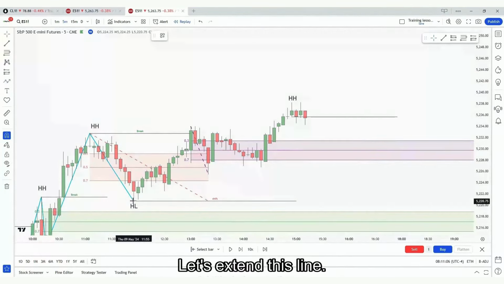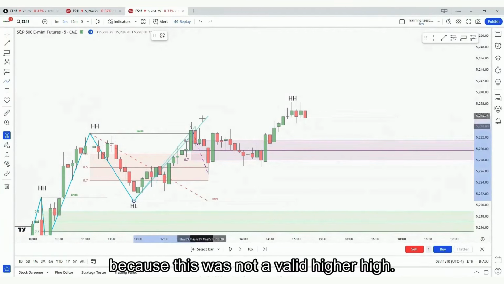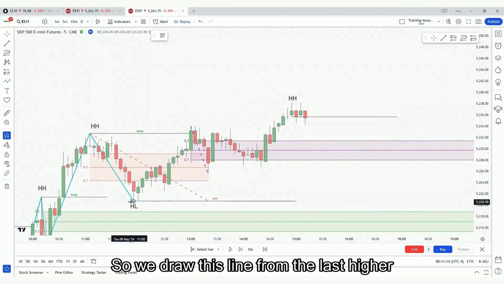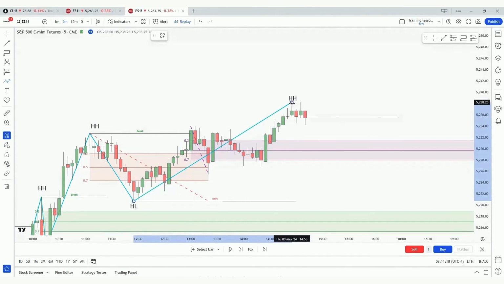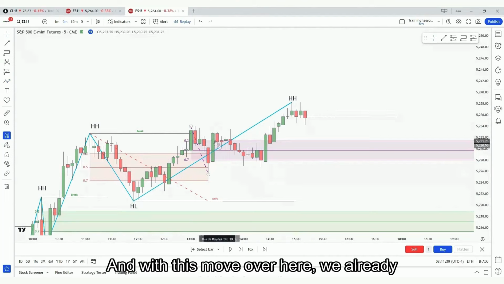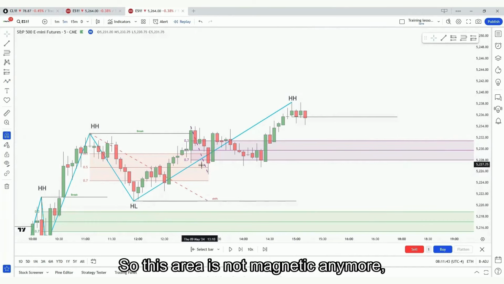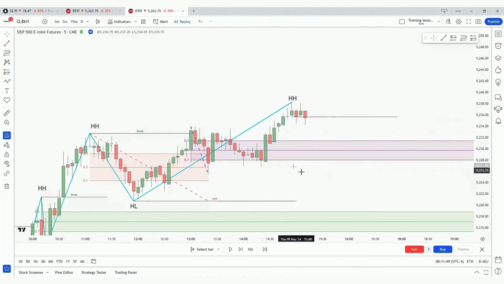Let's extend this line. This line is not going to this point because this was no valid higher high. So we draw this line from the last higher low to this higher high. And with this move over here, we already retraced into this area. So this area is not magnetic anymore. So we don't really expect price to retrace into here.